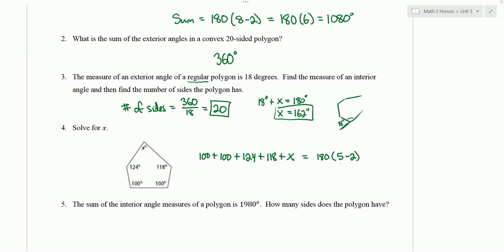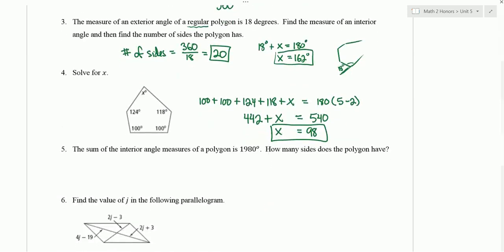So when we add up 100 plus 100 plus 124 plus 118, we get 442 plus x is equal to 180 times 3, which is 540. Subtract 442 from 540, and we get 98 is x.